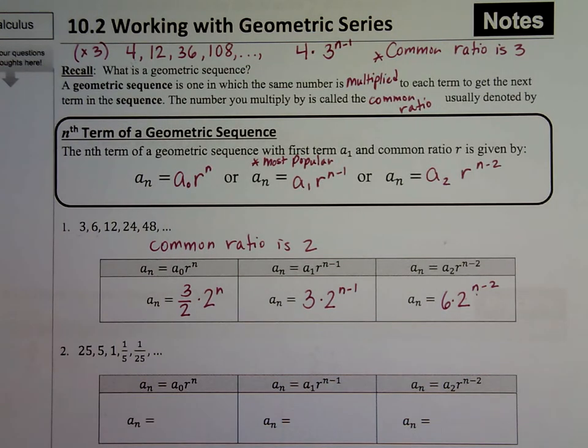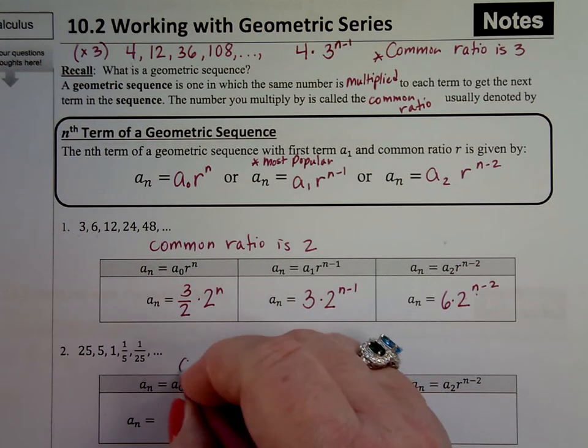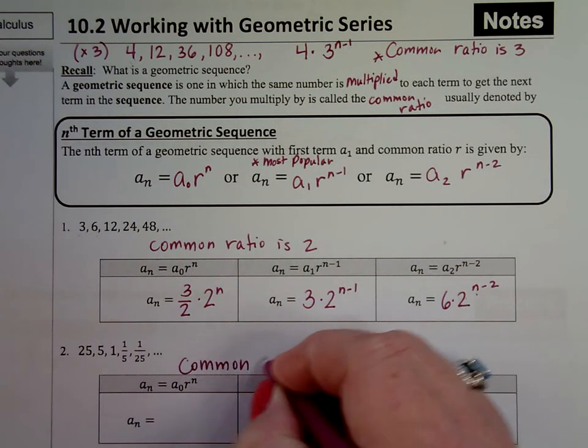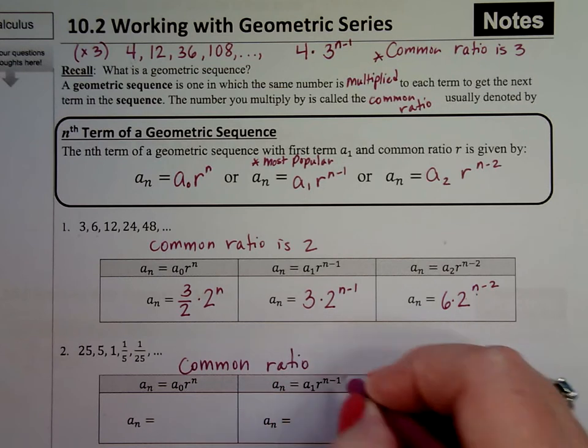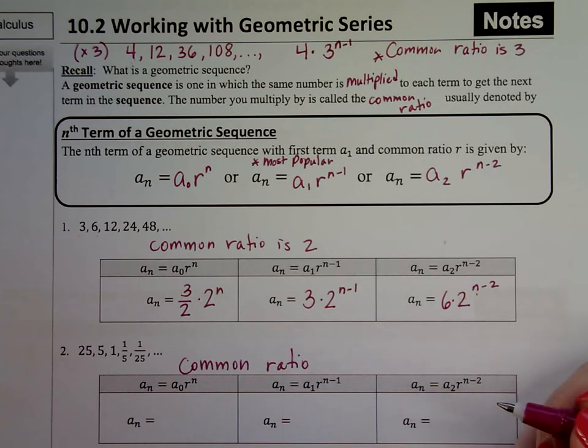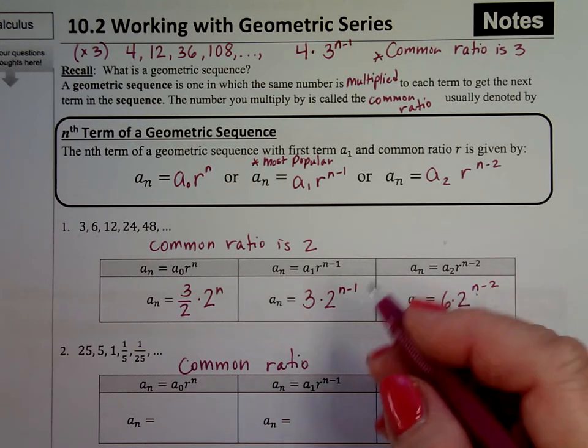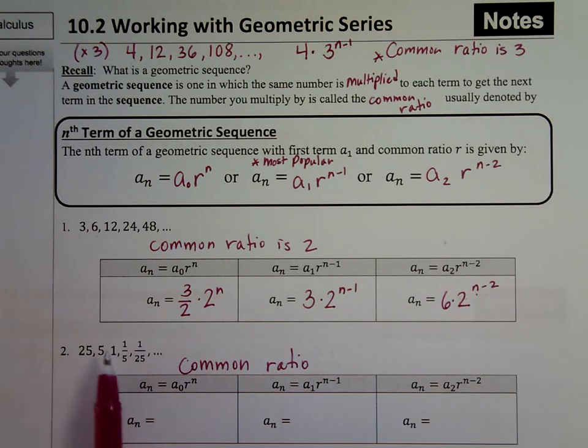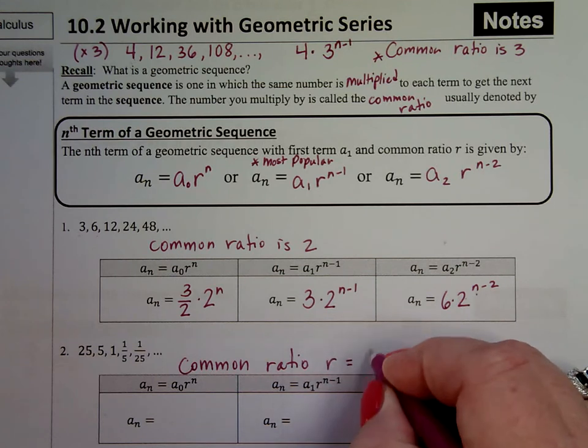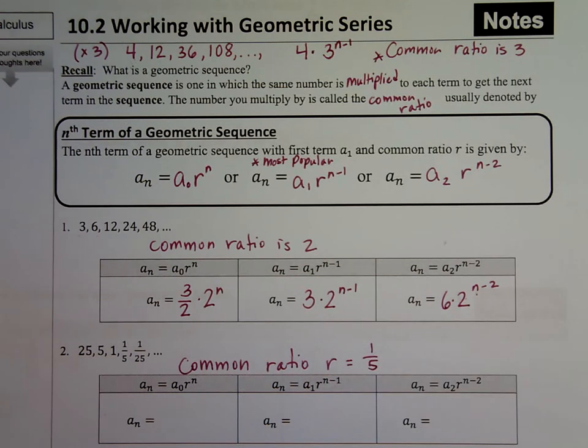How about if I have something like this where it decreases? It's not an increaser. I still need to figure out my common ratio. What am I multiplying by? In this case it's going to be a fraction, right? Because it's getting smaller. So to go from 25 to 5, I'm multiplying by 1/5. So there's my common ratio.